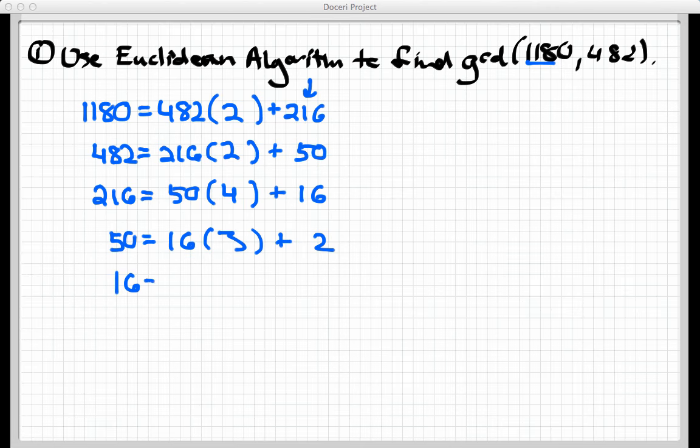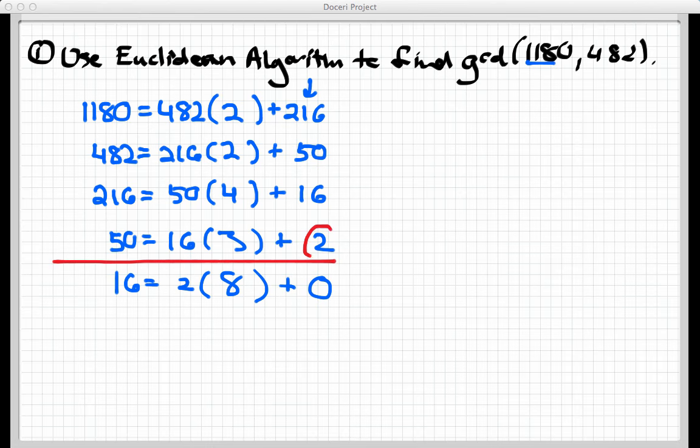Shift again and see if I can divide 16 by 2, which of course I know how to do. That's 8 with a remainder of 0. The Euclidean algorithm would say stop here and look at that last non-zero remainder. That's the GCD. So these two numbers have a GCD of 2.